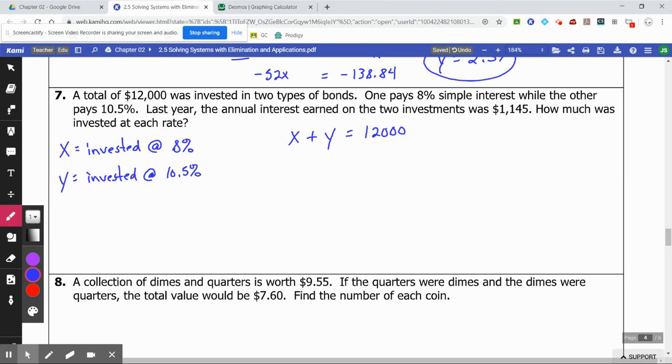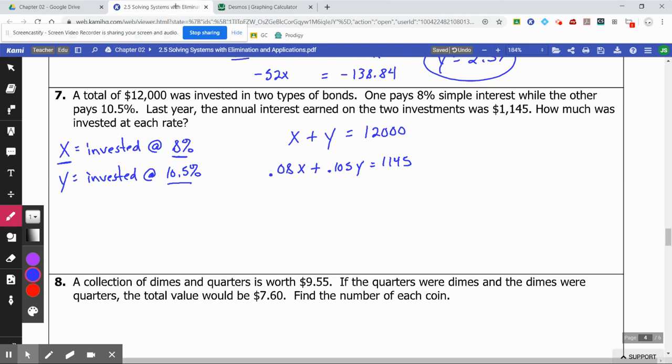And we can already see it's going to be pretty easy to use substitution. We invested an amount of money at 8% interest, which means that we're going to earn 8% of that amount extra. Plus, we're going to earn 10.5% extra for this, so 0.105. That's 10.5% of Y is how much extra money we're earning. The total amount earned is $1,145.